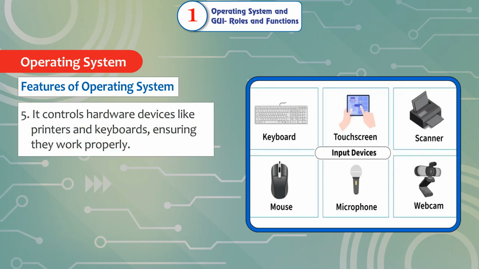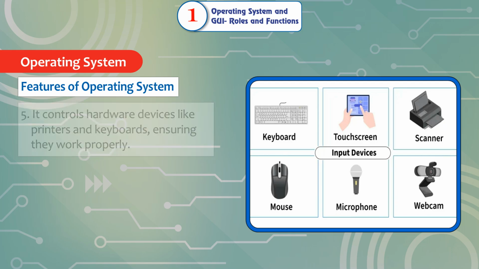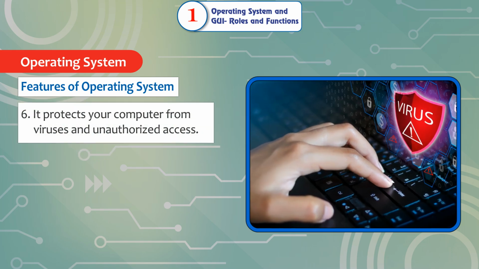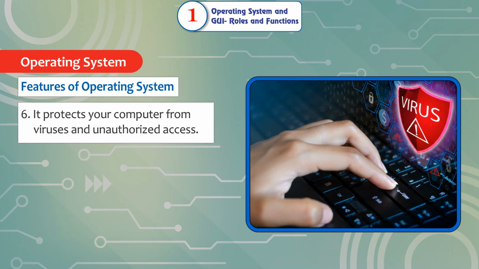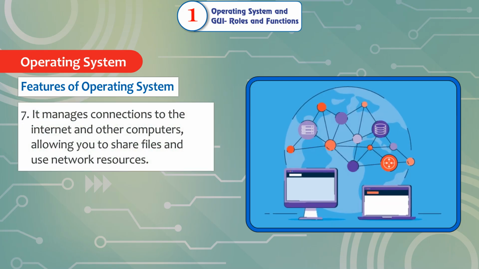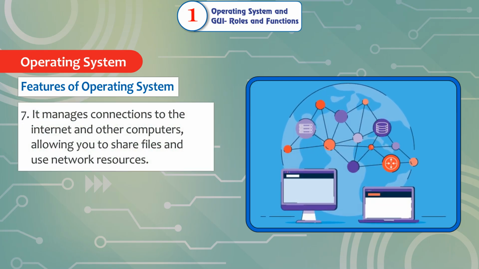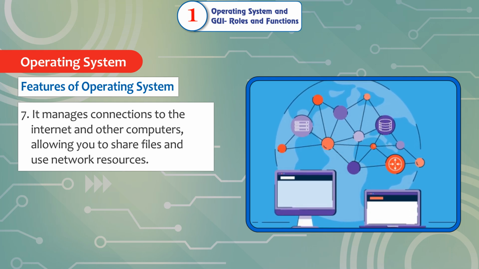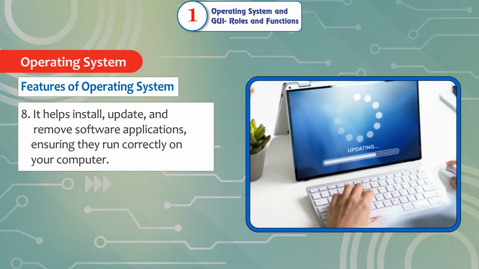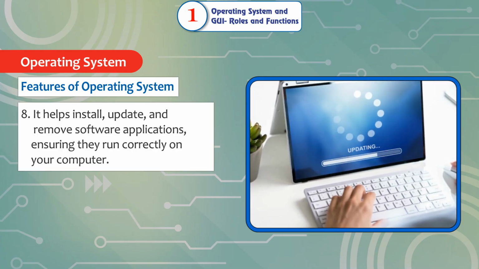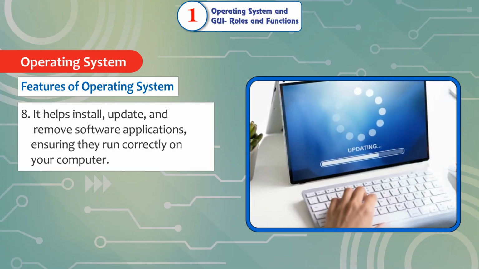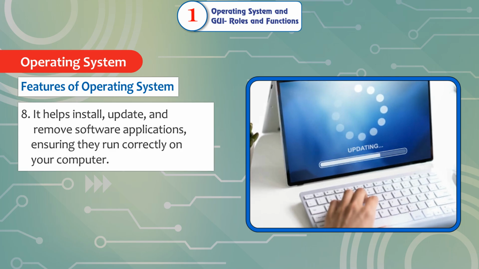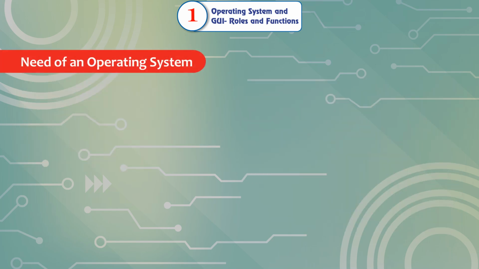5. It controls hardware devices like printers and keyboards, ensuring they work properly. 6. It protects your computer from viruses and unauthorized access. 7. It manages connections to the internet and other computers, allowing you to share files and use network resources. 8. It helps install, update, and remove software applications, ensuring they run correctly on your computer. Need of an operating system.